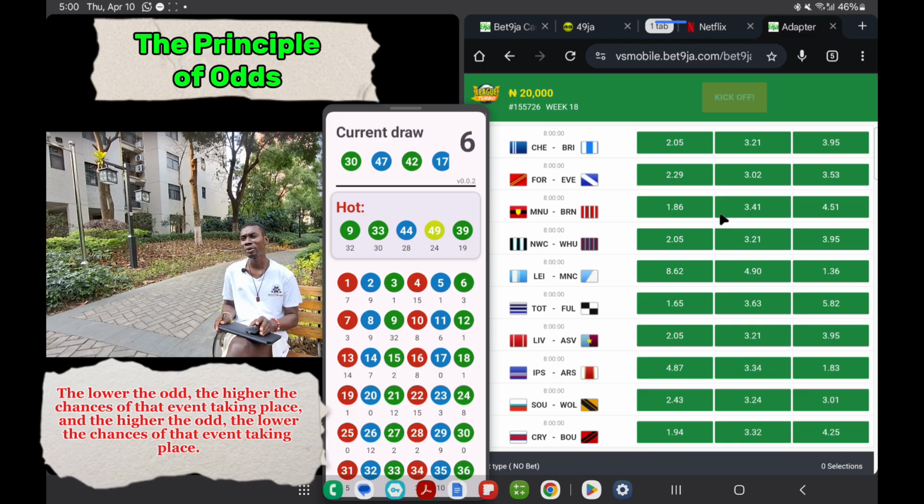By the principle of ordering, we are just going to randomly pick odds. Now here is how it's going to work. Since it states the lower the odd, the higher the chances of winning, then you are going for the lowest one.